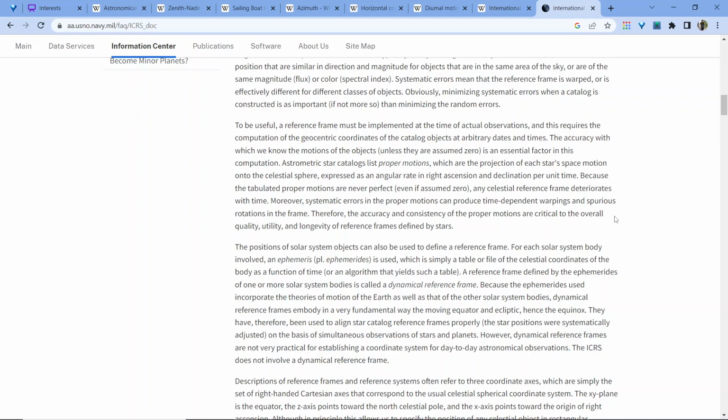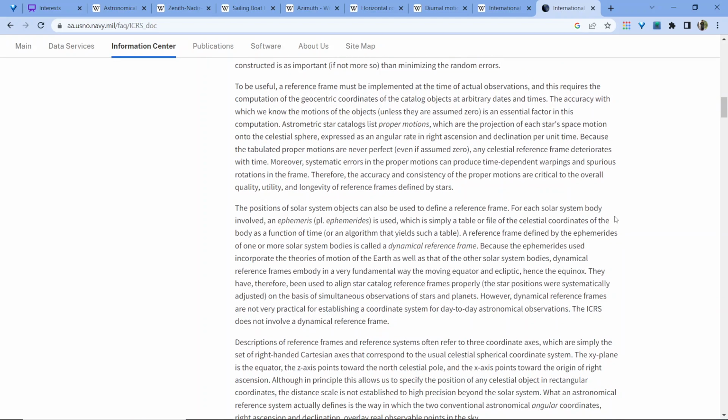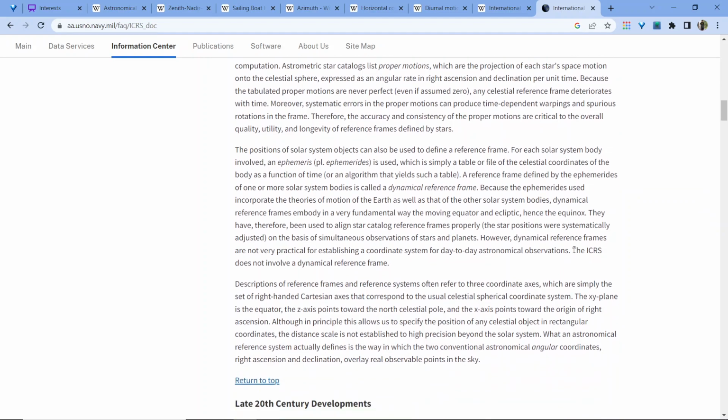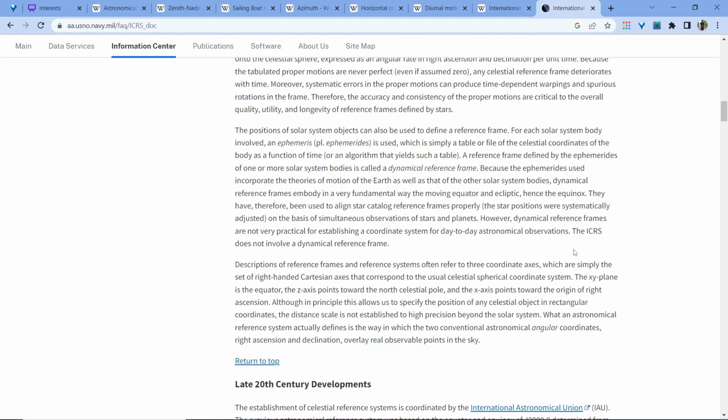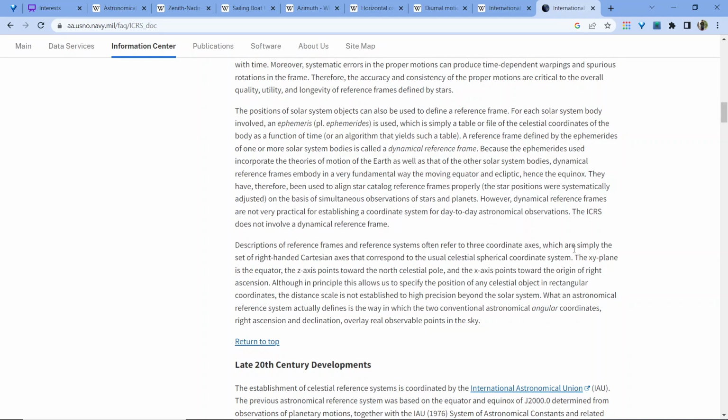The positions of solar system objects can also be used to define a reference frame. For each solar system body involved, an ephemeris, plural ephemerides, is used, which is simply a table or file of the celestial coordinates of the body as a function of time, or an algorithm that yields a table. A reference frame defined by the ephemerides of one or more solar system bodies is called a dynamical reference frame. Because the ephemerides incorporate the theories of the motion of the Earth as well as other solar system bodies, dynamical reference frames embody in a very fundamental way the moving equator and ecliptic, hence the equinox. They have therefore been used to align star catalog frames properly. The star positions were systematically adjusted on the basis of simultaneous observations of stars and planets. However, dynamical reference frames are not very practical for establishing a coordinate system for day-to-day astronomical observations. The ICRS does not involve a dynamical reference frame.